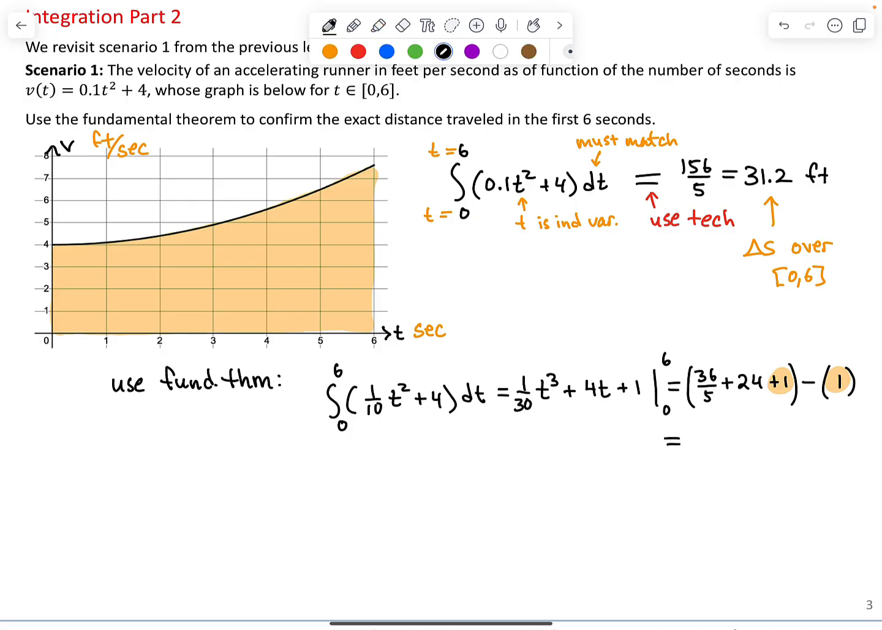So my answer will be 36 fifths plus 24. Well, 24 is 120 fifths. And when you combine these, you do in fact get 156 fifths, confirming what technology gives us.